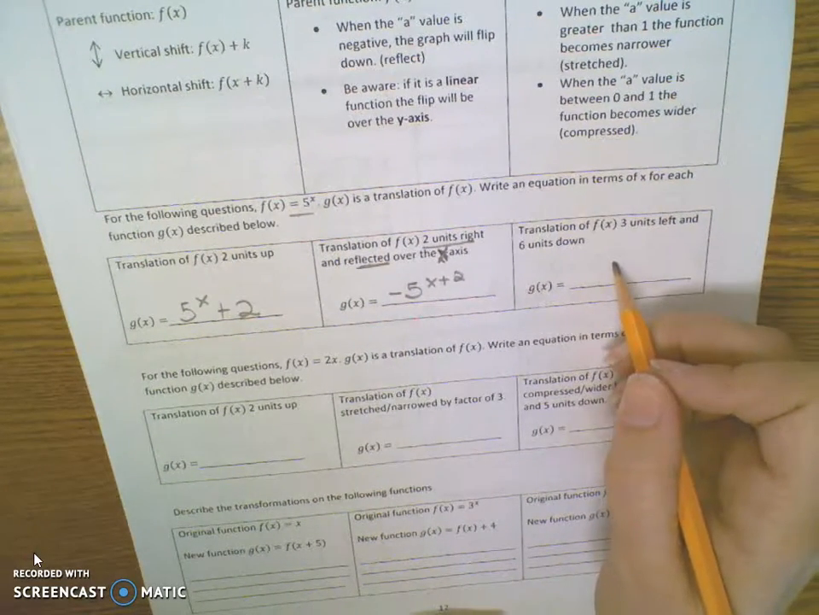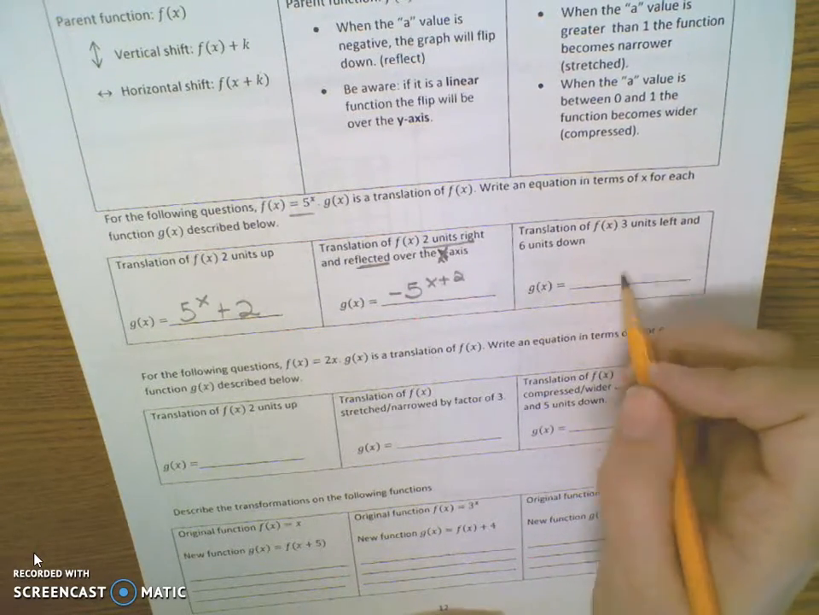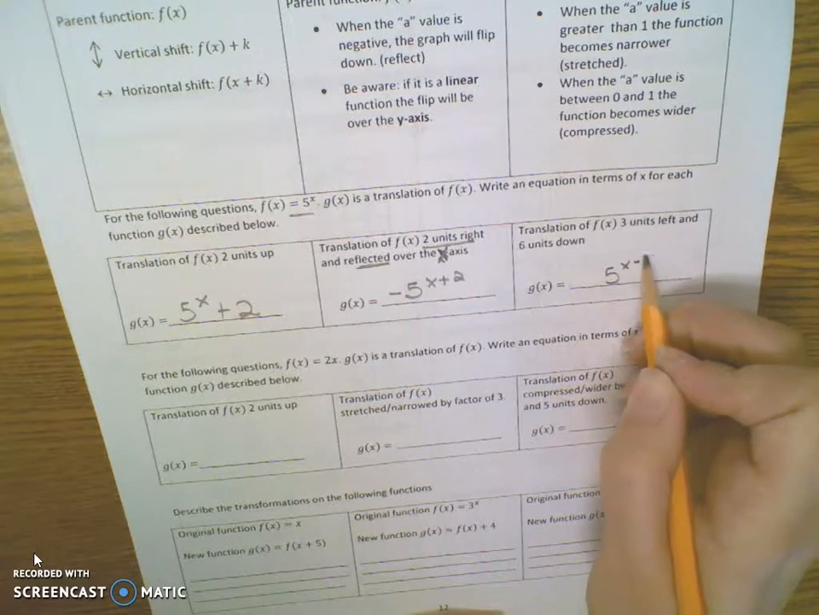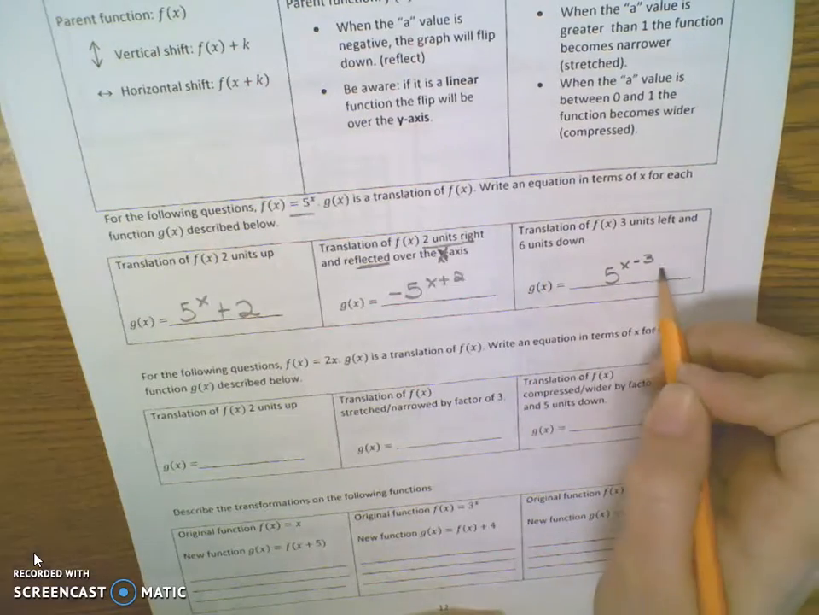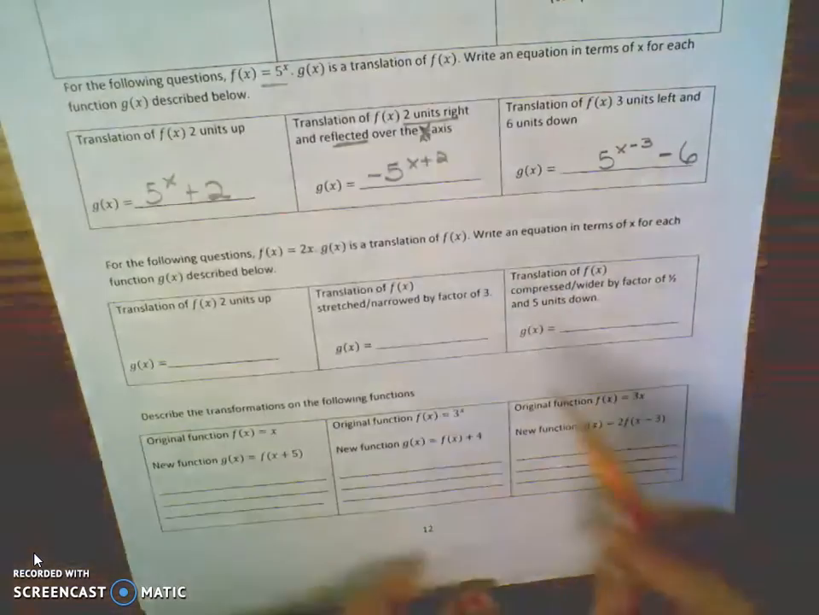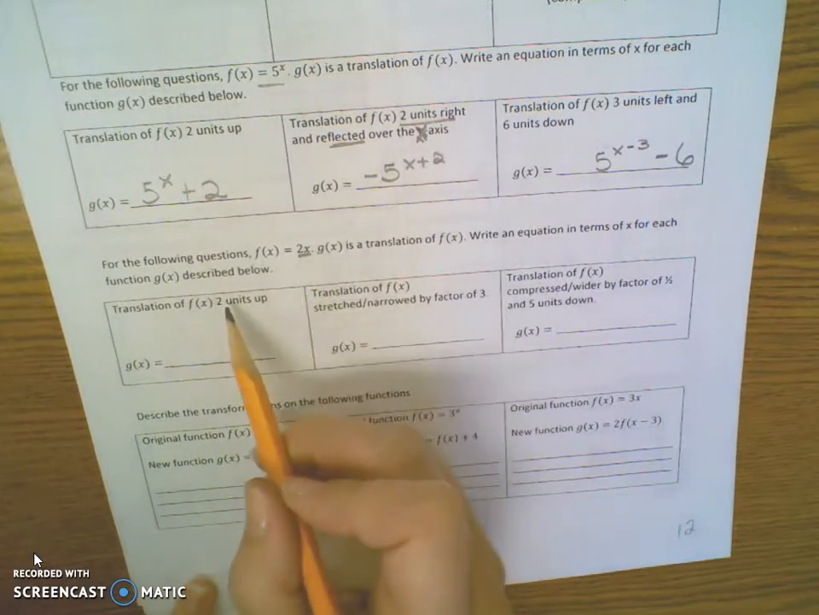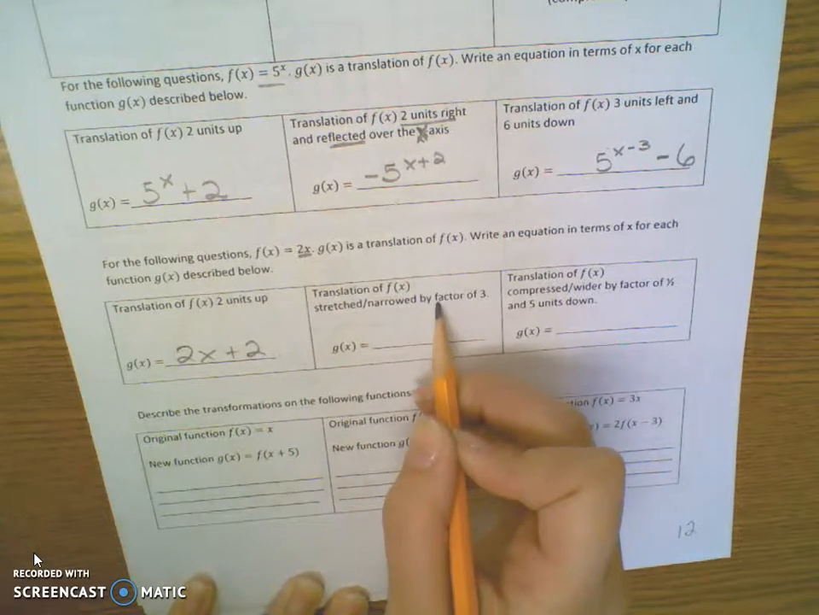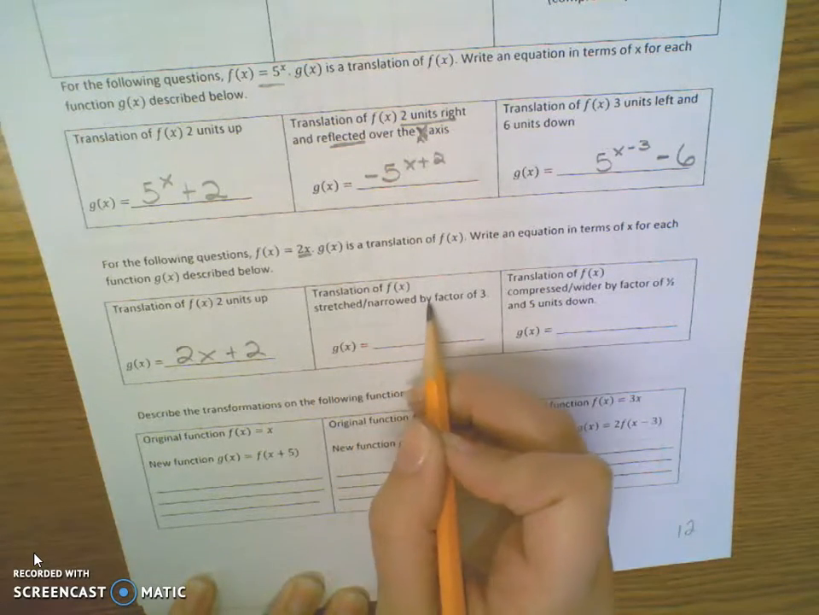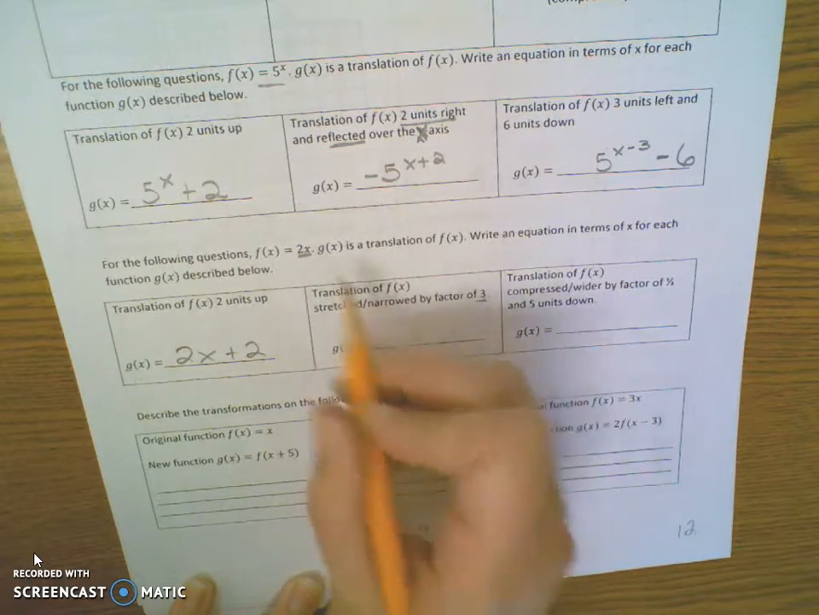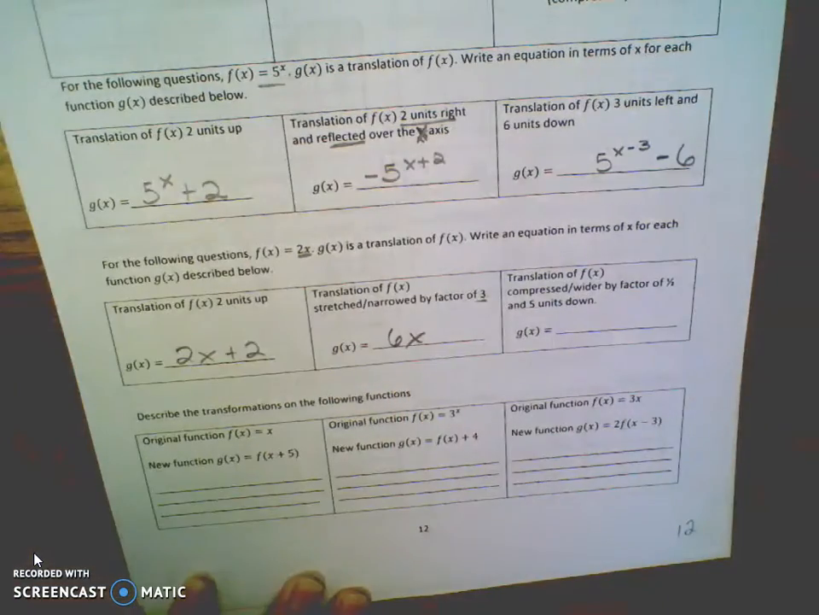This one right here, we want it 3 units to the left. So that means we're going to subtract from the x, and then the units down right there. This one, now we have 2x. If we want it 2 units up, we're going to do 2x plus 2. If we want it stretched or narrowed, meaning it's going to get steeper by a factor of 3, we're going to multiply 3 by that, and that's going to give us 6x.